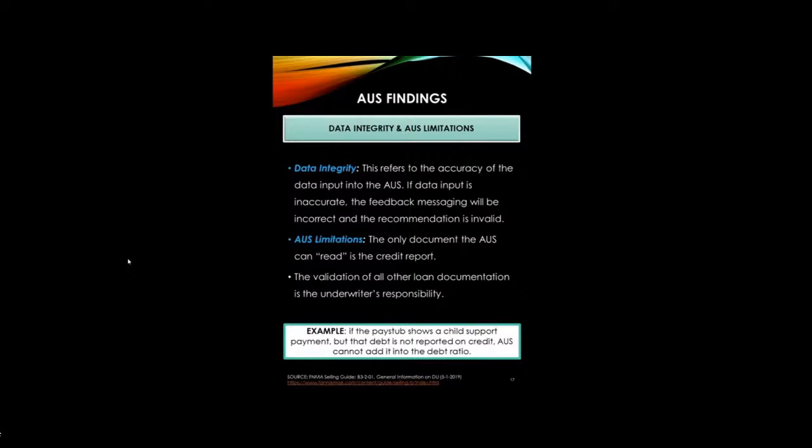There's an example on this slide. If the pay stubs show a child support, it's not going to be included in your ratios unless you, as an underwriter, processor, or loan originator, input that information on your loan system. So it can't pick it up, and your ratios are going to be out of whack.